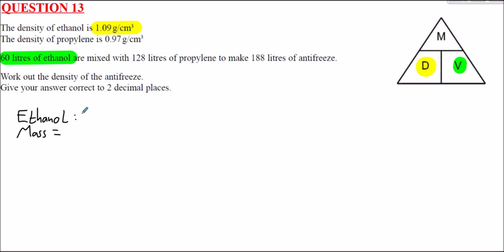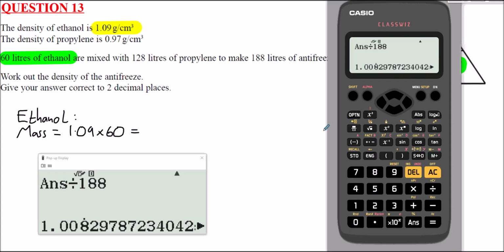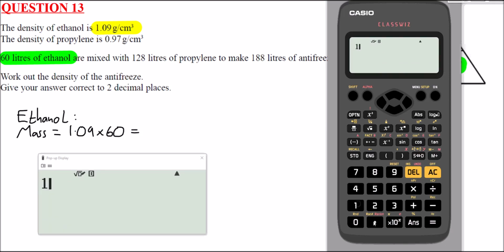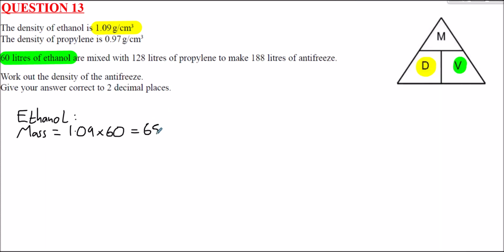So in this case, the mass of ethanol is 1.09 multiplied by 60. So we can work this one out fairly straightforwardly. So 1.09 times 60. That gives us 65.4. So 65.4 grams of ethanol.